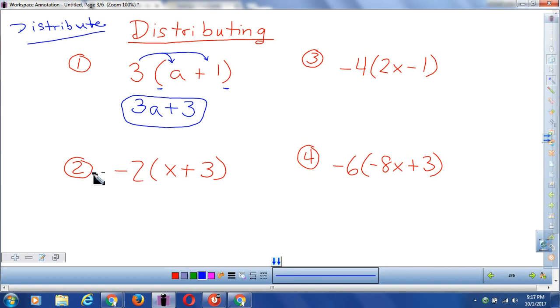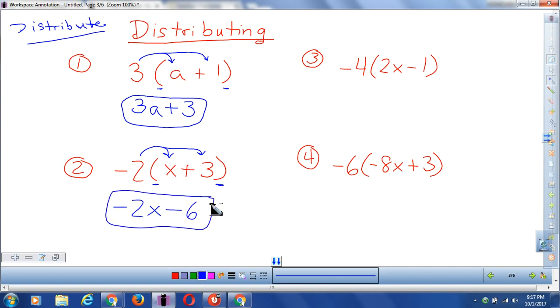Okay, now we're going to try it again on number 2. In this one, we made it a little more challenging by throwing in a negative number, but it's not exactly the most challenging. So now we're going to take the negative 2, and we are also going to distribute it. Remember that the parentheses tell you where to start, and they also tell you where to stop. So negative 2 times x makes negative 2x. And now comes the part where we have to worry about our signs. Negative and positive make negative, and 2 times 3 makes 6. Okay. And that is my final answer for number 2.